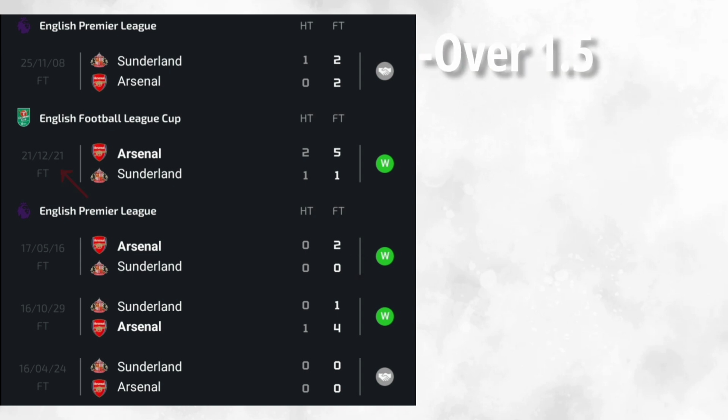Checking the next match on 21/12/21, we can all see that our market worked again, guys. And you could also try the double chance, Arsenal win or draw, because it could also work. In the first match we analyzed, we saw that Arsenal drew. So you could also try that. But right now we're mostly focusing on the over 1.5. I'll really give you a video on the double chance in the future.